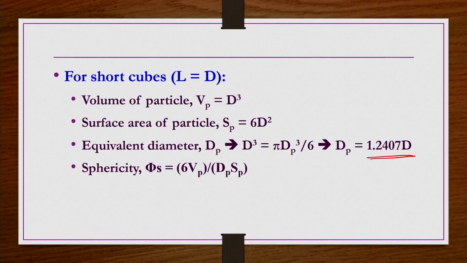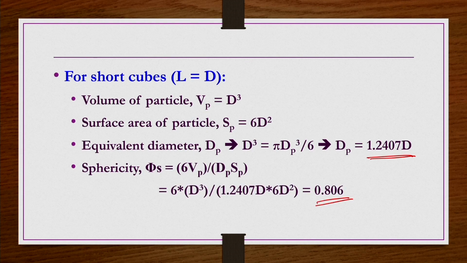Then sphericity phi s is 6 Vp by dp Sp. When you substitute here Vp is d cube, Sp is 6 d square, dp is 1.2407 d, and then do the calculation, sphericity is 0.806. For cubes it is 0.806.